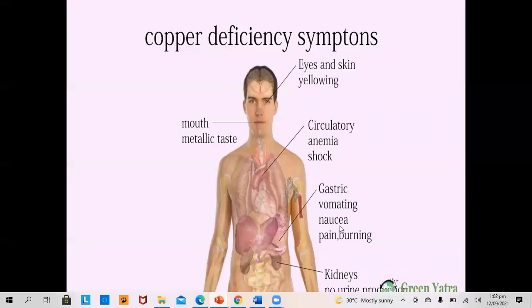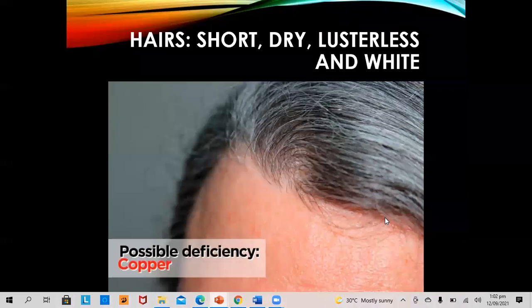Copper deficiency. Copper is a micronutrient and its deficiency results in metallic taste in the mouth, eye and skin yellowing, circulatory collapse and shock, vomiting, nausea, pain and burning, and kidney failure resulting in no urine production. Copper deficiency in skin results in effects on hair, which become short, dry, lustreless, and white.